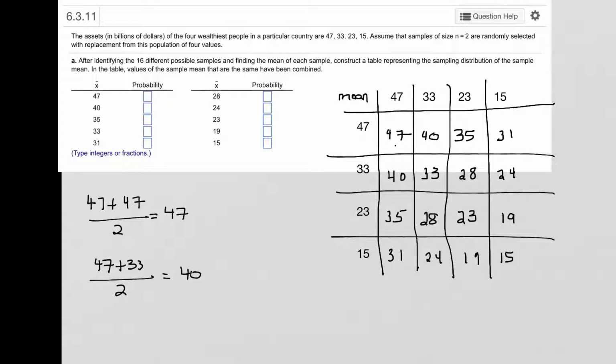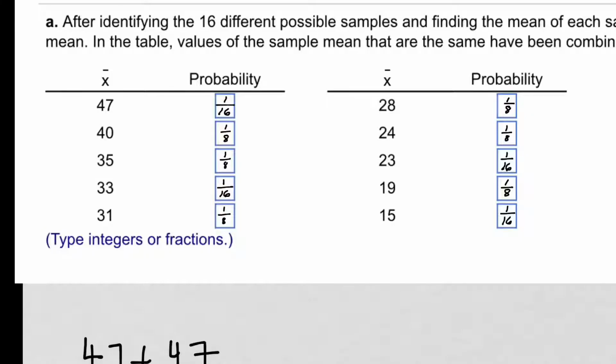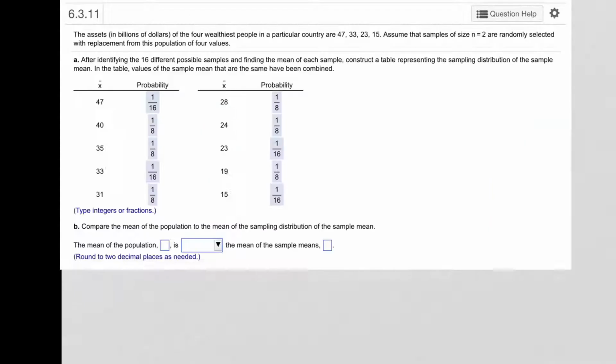47 has a 1/16th probability of happening. 40 has a 1/8 probability of happening. And I'll fill in the other probabilities. Okay, so now I have all of my probabilities filled into my chart. So that's part one of the problem.